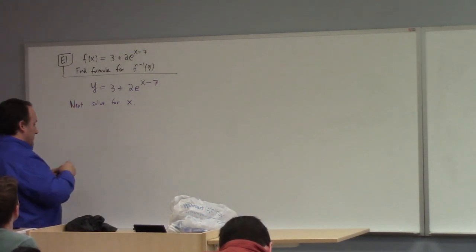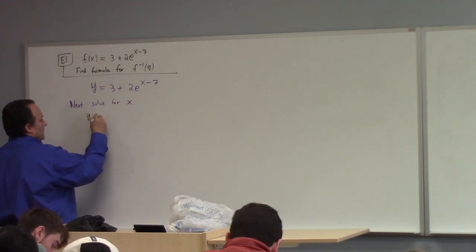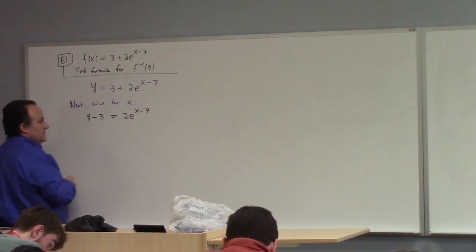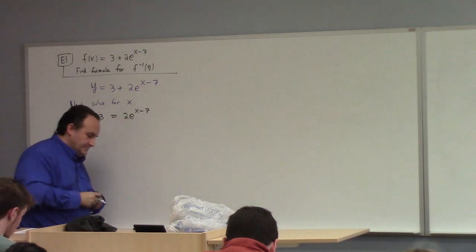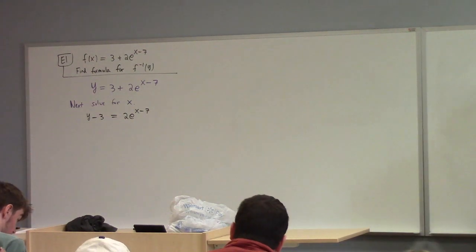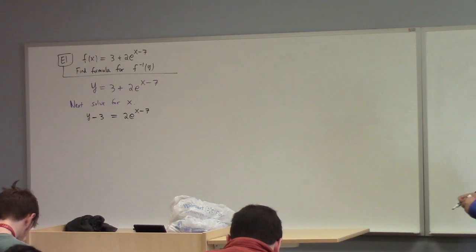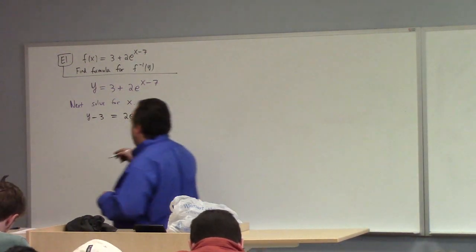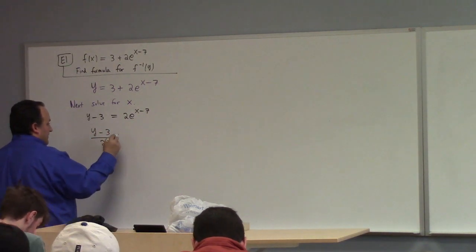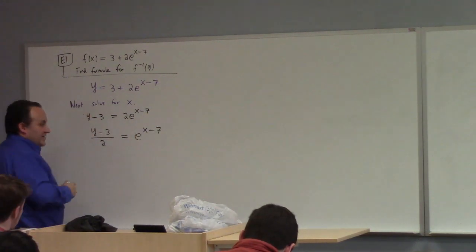To start with, y minus 3 is equal to 2 e to the x minus 7, right? Now I need to isolate the exponential as well, because 2 times an exponential, I don't have anything terribly nice for that. But if I divide both sides by 2, then we're almost home free. y minus 3 over 2 is equal to e to the x minus 7. Right, divide by 2.